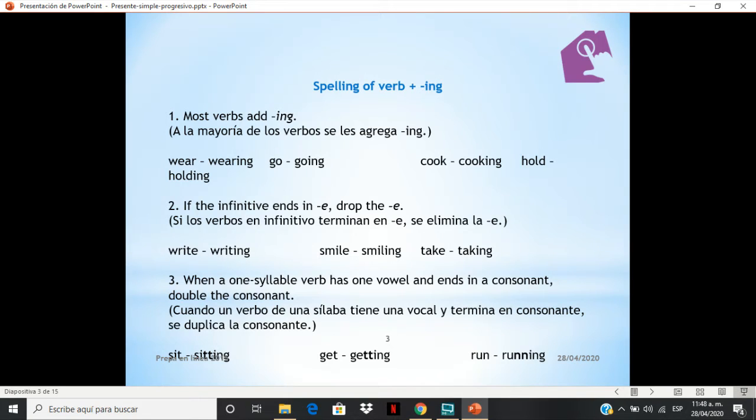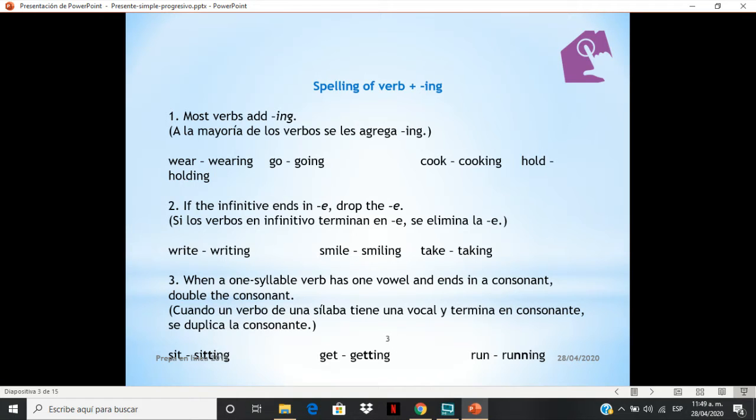As you could see in the rules or in the presentation I shared with you, we have to check the spelling of verbs to add ing. So as you can see, most of the verbs, you just add ing. These are the most common. For example, wear, wearing, go, going, cook, cooking, hold, holding. So just add ing. But there are certain rules that we have to follow.